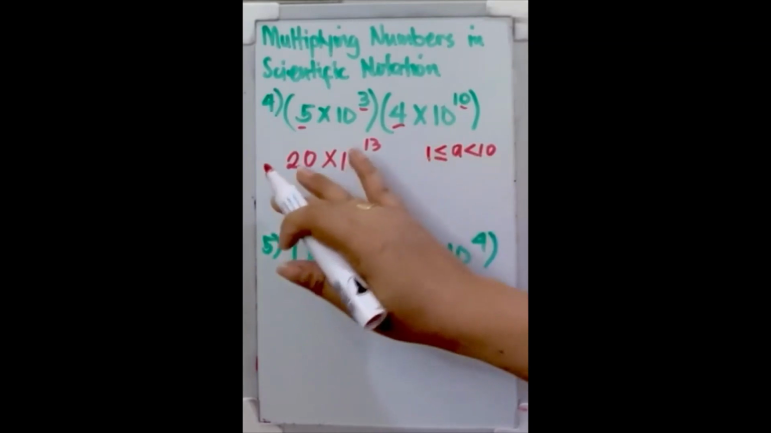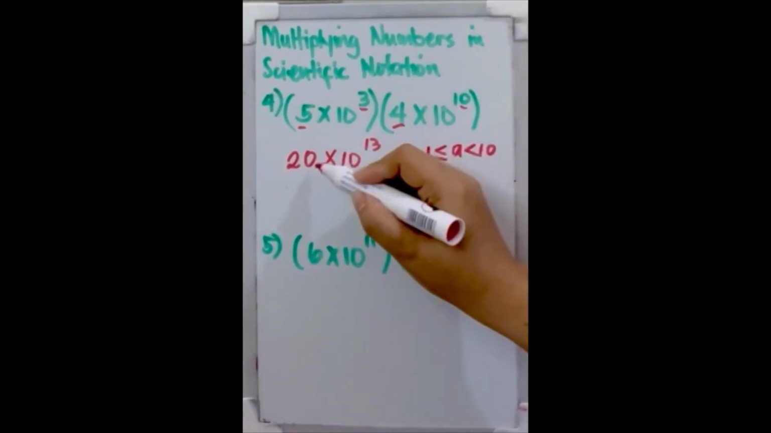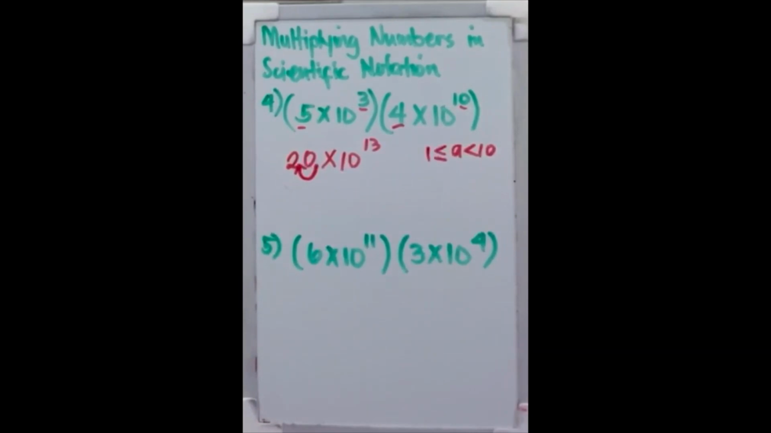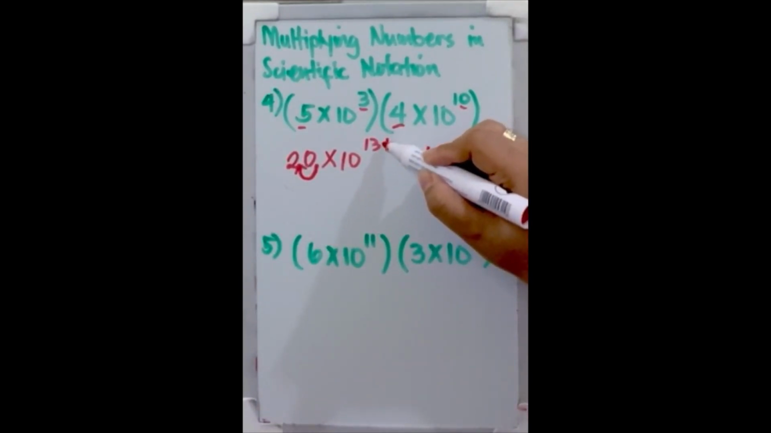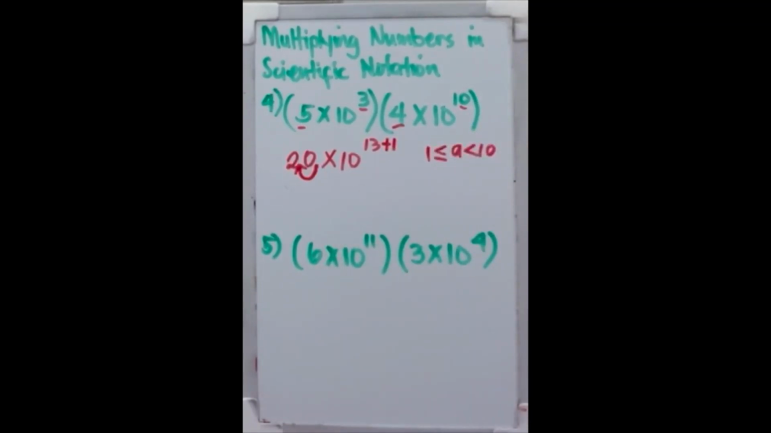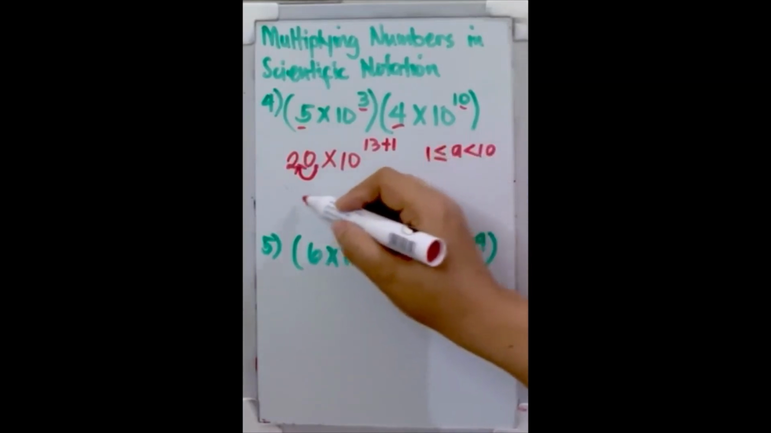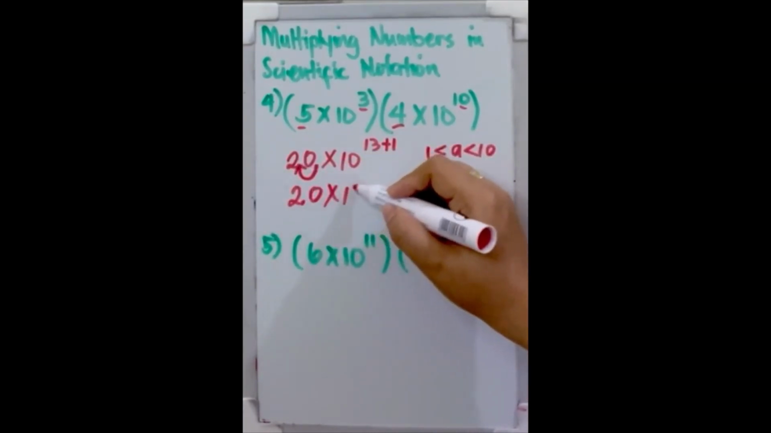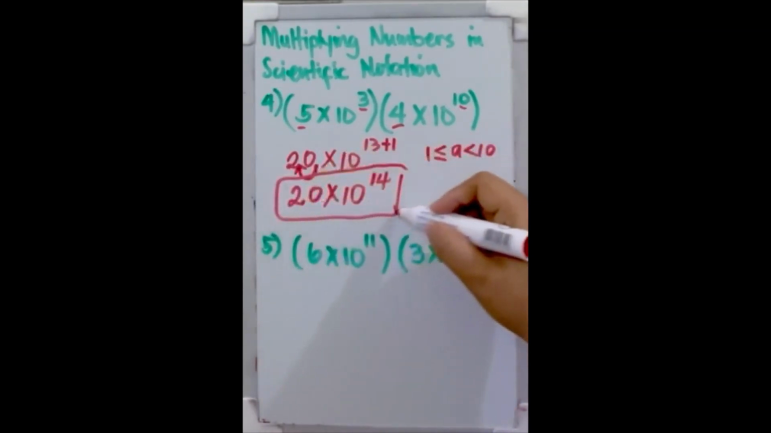Since this is 20, and the point is after the last digit, we will move the point one place to the left. And this exponent now will have a plus 1, because we moved one place to the left, so we add plus 1 to the exponent. So this now becomes 2.0 times 10 raised to 14. And this one now is our final answer.